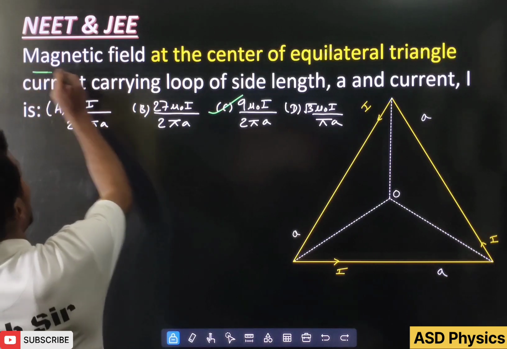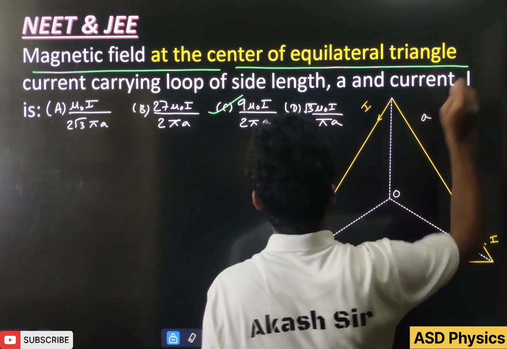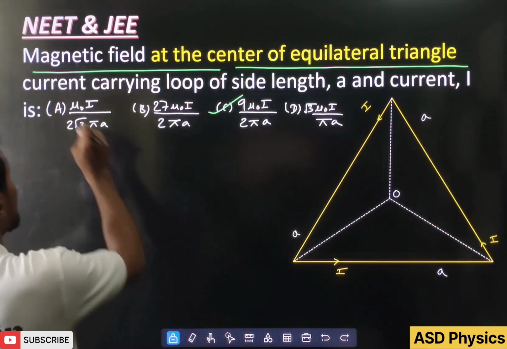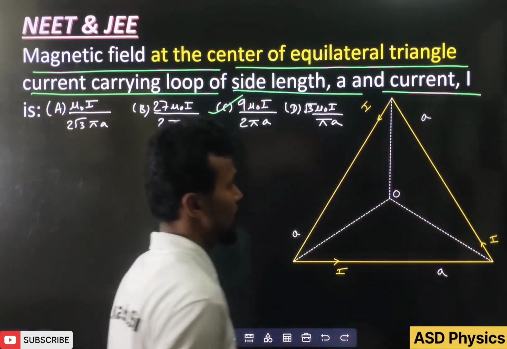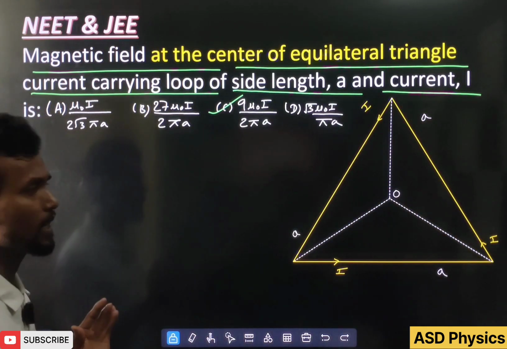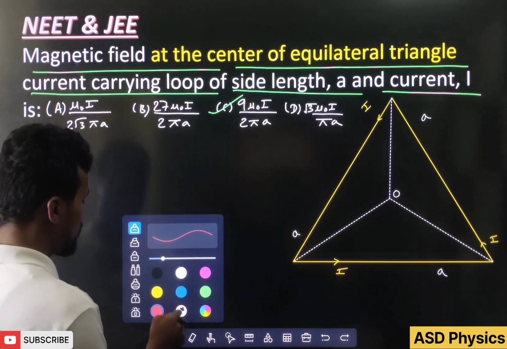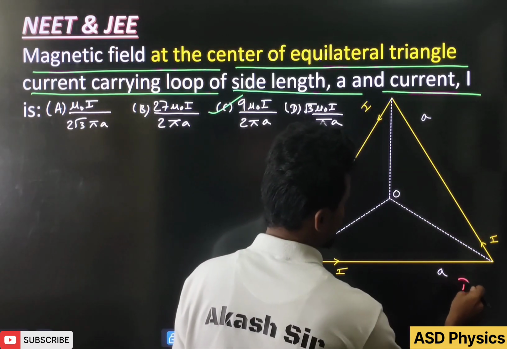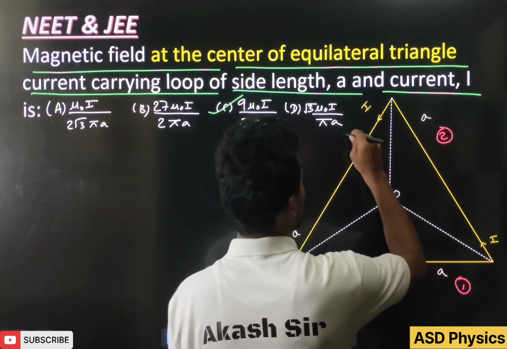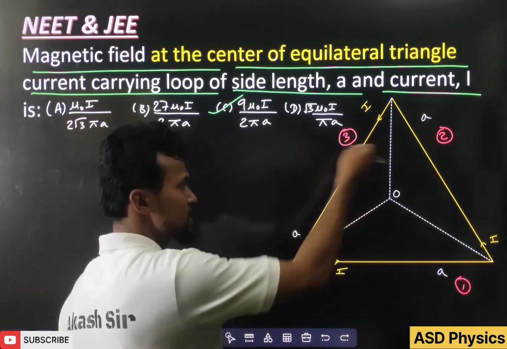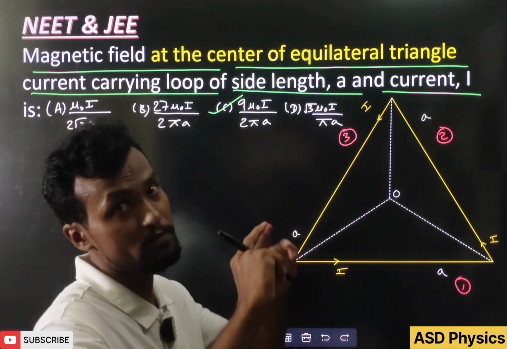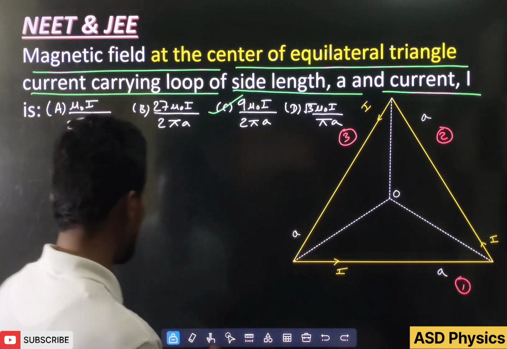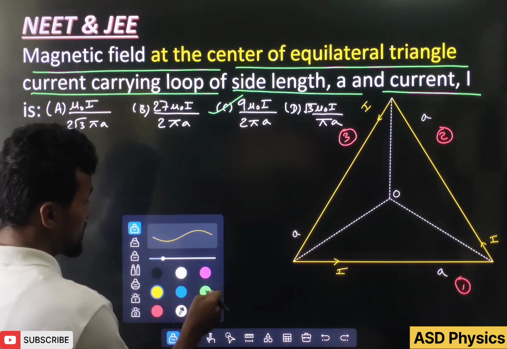So see here, the magnetic field at the center of an equilateral triangle current carrying loop of side a and current I, how much is it? These are the 4 options. Anyhow, we have to make sections here. So see here, section 1, section 2, section 3. All the sections will be identical with respect to point O. We will just calculate for one section, then multiply by 3.